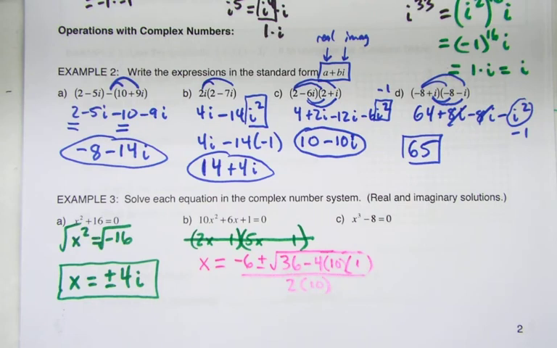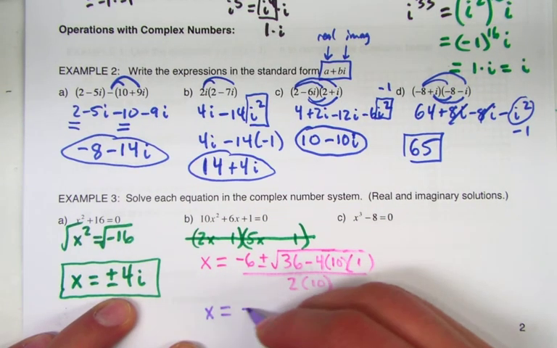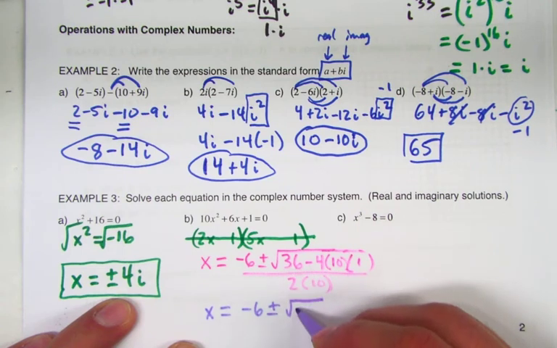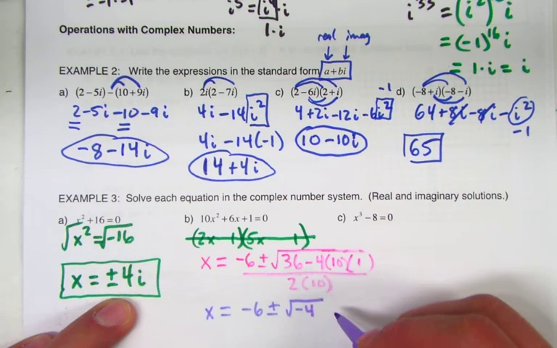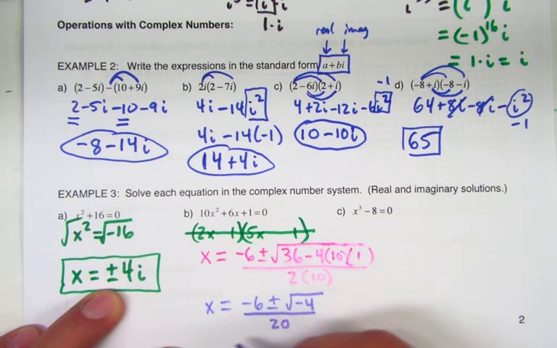Pen is kind of dying there, so we can switch again. Now we just simplify like usual. So negative 6 plus or minus 36 minus 40 becomes negative 4. And now 2 times 10 is 20. And now I reduce negative 6 plus or minus the square root of negative 4.